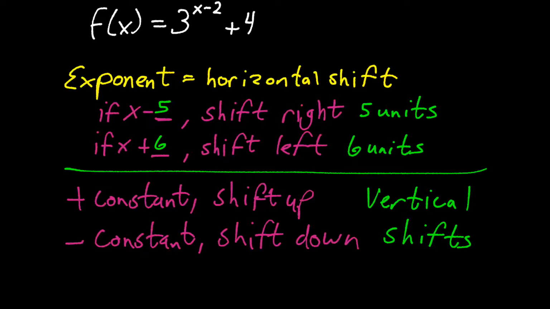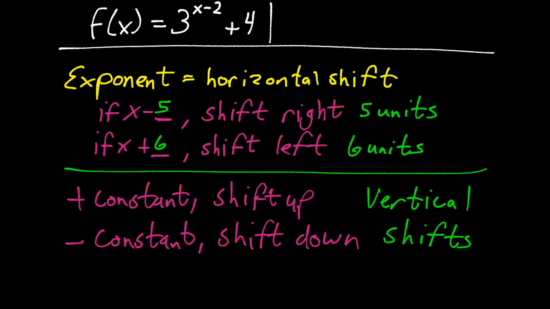And if we're going to use our example here to determine the shifts, well, first thing I would say is, this is a growth function because our base is bigger than 1. So this is a growth function. Pardon my poor writing. And then if I look at the exponent part, it has a -2. So that means I have to do the opposite. I have to do +2. And if it's minus, we're going to shift to the right. So it would be right 2.